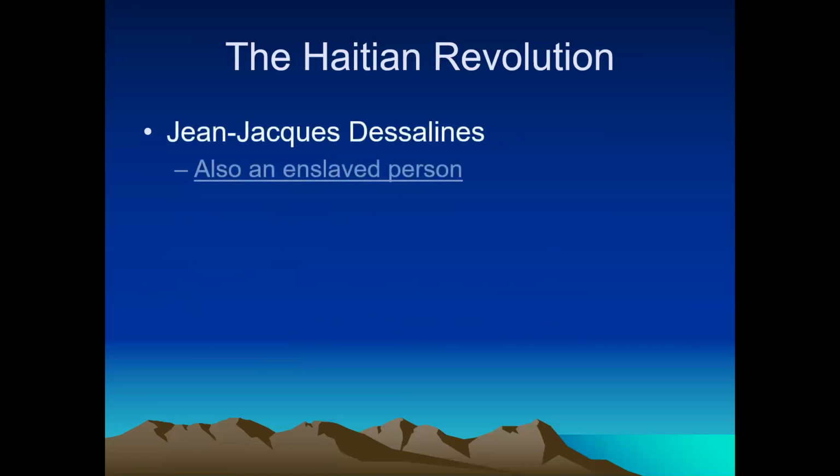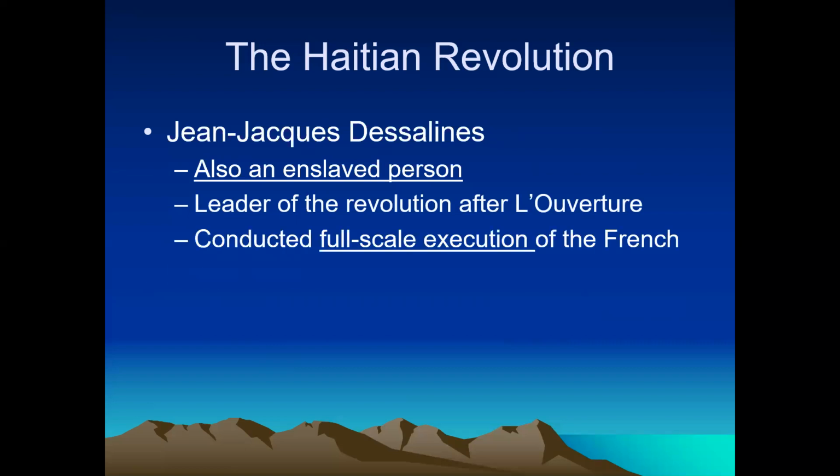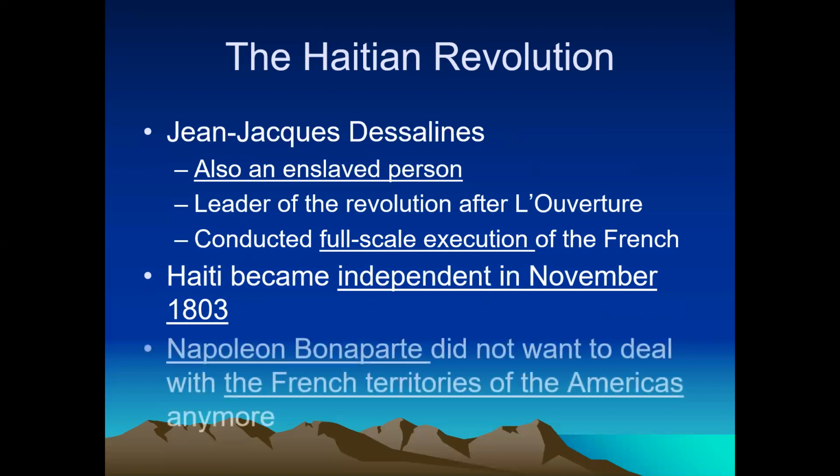And after him, a fellow guy named Jean-Jacques Dessalines came into power and eventually rounded up all the French enslavers that were left over and killed them. And normally we are against mass scales of violence, but I can understand why this decision was made. And in 1803, Haiti became independent.